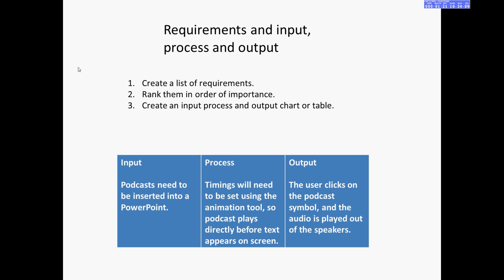And the output speaks for itself again. The user clicks on the podcast symbol and the audio is played out of the speakers, which is an output device. So that's where you can pick up the marks, by explaining in detail how you're going to achieve the requirements. And this also goes through later on in the specification when you're looking at the test plan.